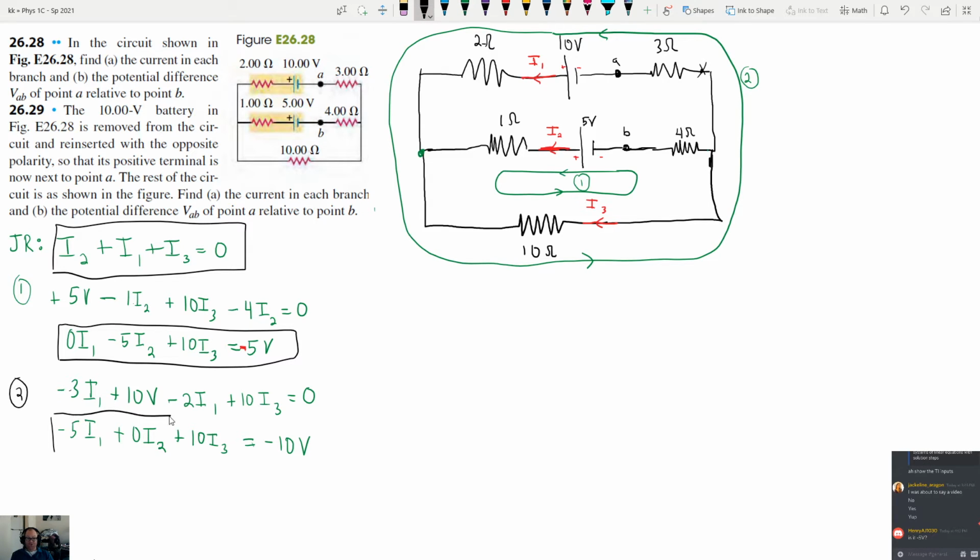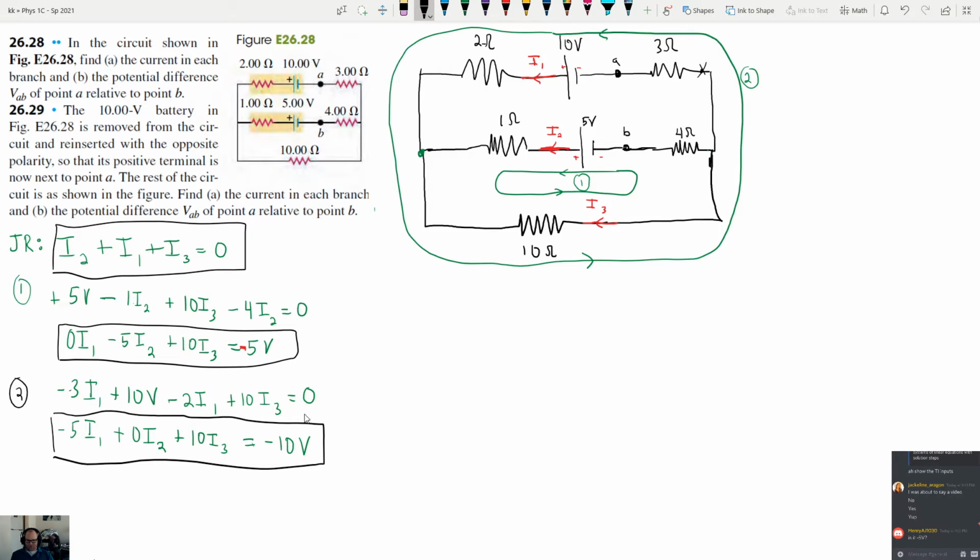These ones would really be quite easy to solve with substitution. Because just like the one we did before, we've got I3 as a function of I2, I3 as a function of I1, and we could solve this exactly the same way we did the last problem. But who wants to do that when we can use technology and have it solve it for us?